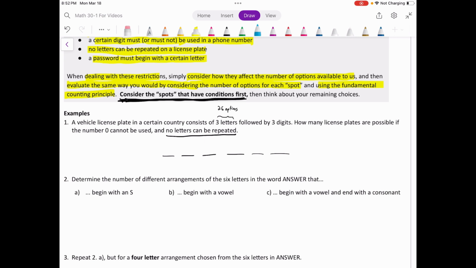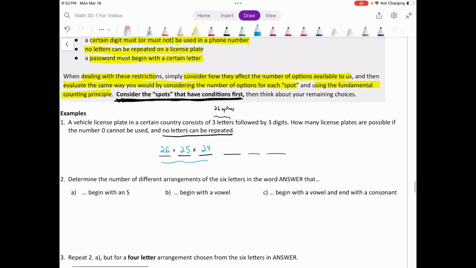So when we're not allowed to repeat letters, I have 26 to choose from at first, right? Say I use A. Now I can't use A, I can only use B through Z. So that leaves me with 25, right? Say I use B. Now I can only use C through Z. So that leaves me with 24, right? That represents letters with no repeats. That's how we would arrange 3 letters if we weren't allowed to repeat any. If we were allowed to repeat, it would just be 26 times 26 times 26.